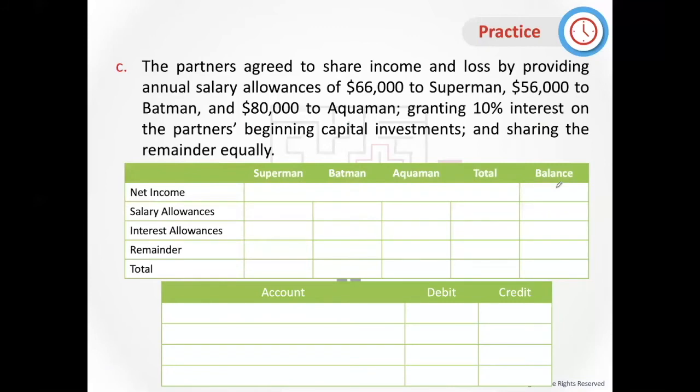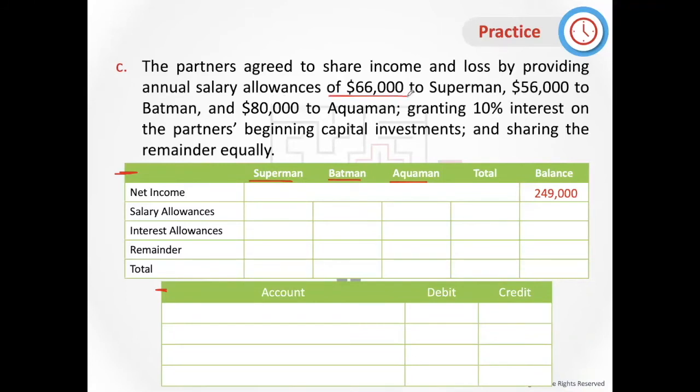This table is used to help us before we do the journal entries to figure out how we divide this income. The first line, let's put the total balance of the net income in, which is the $249,000. The next line is salary allowances. We'll give the salary to each Superman, Batman, and Aquaman as listed above.